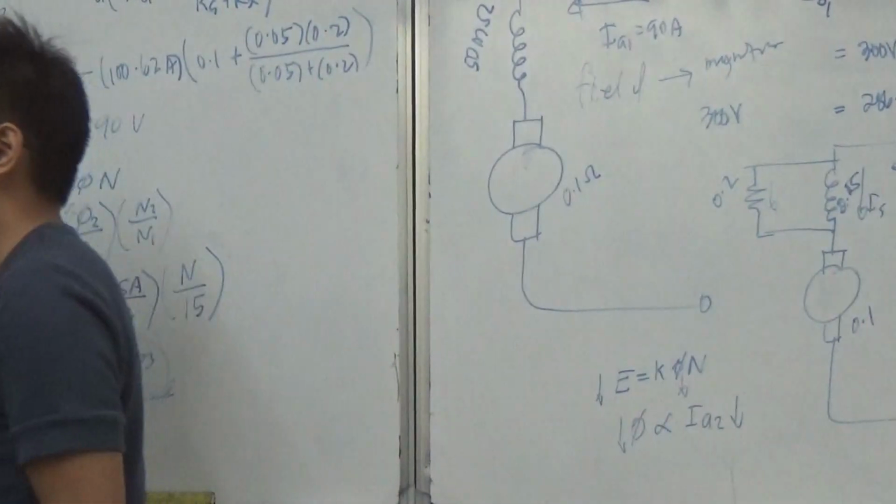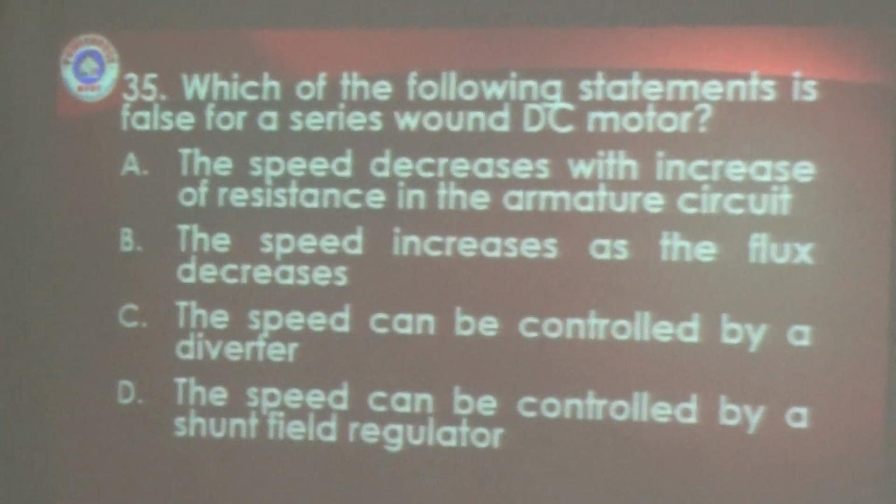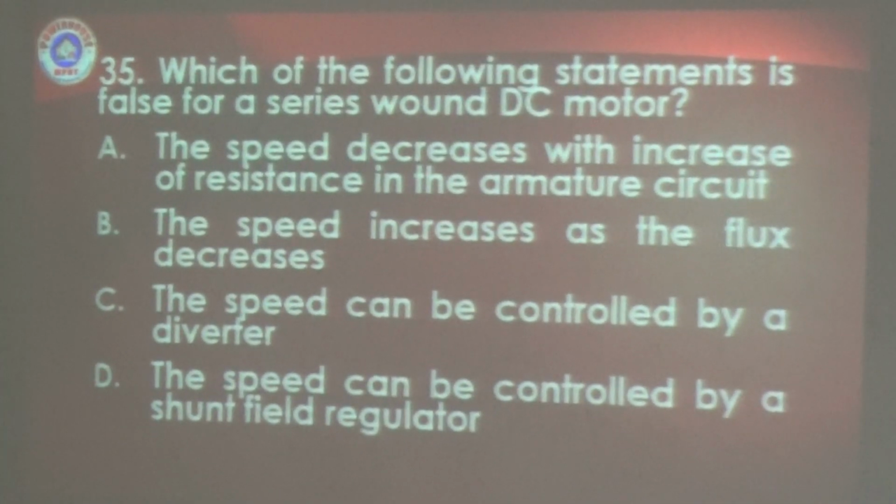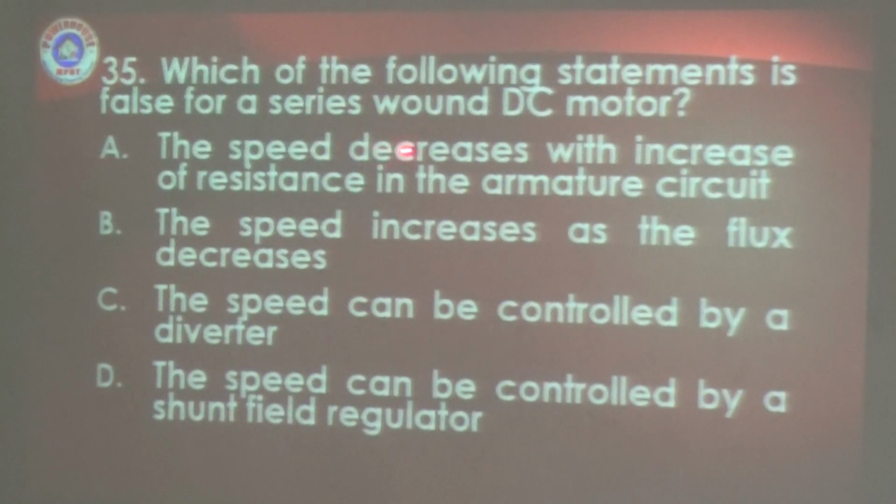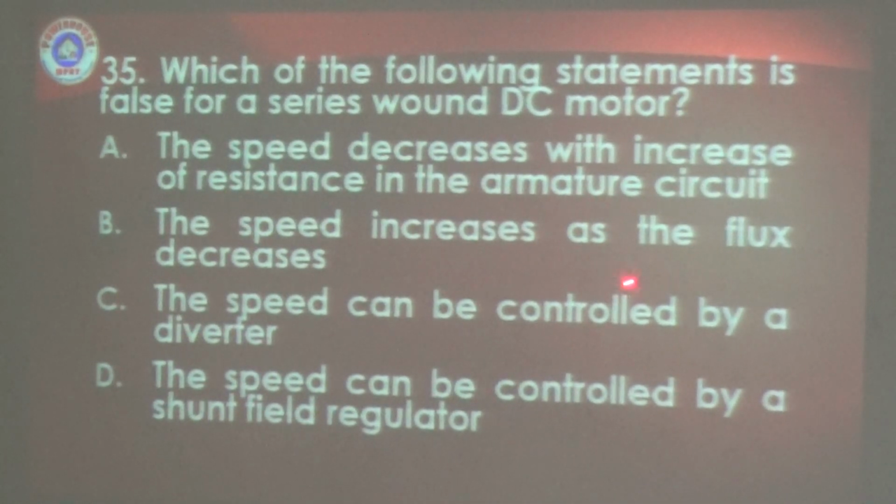Objectives. So which of the following statements is false for a series wound DC motor? A. Speed increases with increase of resistance in the armature circuit. B. The speed increases as the flux decreases. C. The speed can be controlled by a diverter. Or D. Speed can be controlled by a shunt field regulator.